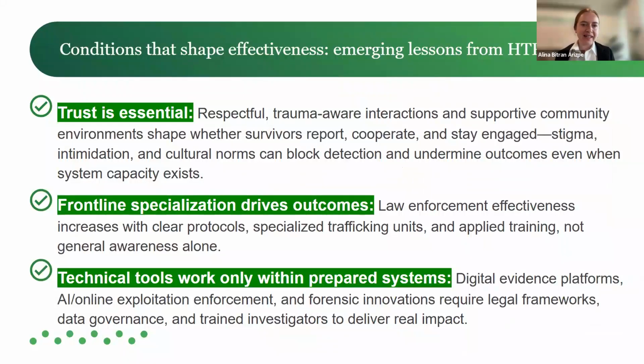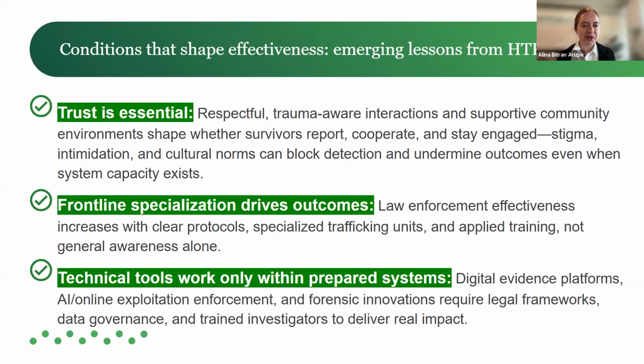Finally, again, some high-level lessons learned on conditions that shape effectiveness, as we've been talking about in some of the other slides. It's not only about the what, specific intervention, but it's really about the how. So how the intervention is implemented and some of these factors that are going to contribute or deter its success. So the first one we found is that trust is essential. Respectful, trauma-informed interactions and supportive community environments are really what's going to shape whether survivors report, cooperate, and stay engaged. There's a lot of stigma, stigmatization, and cultural norms around human trafficking, and this is currently blocking detection and undermining outcomes, even when system capacity exists.